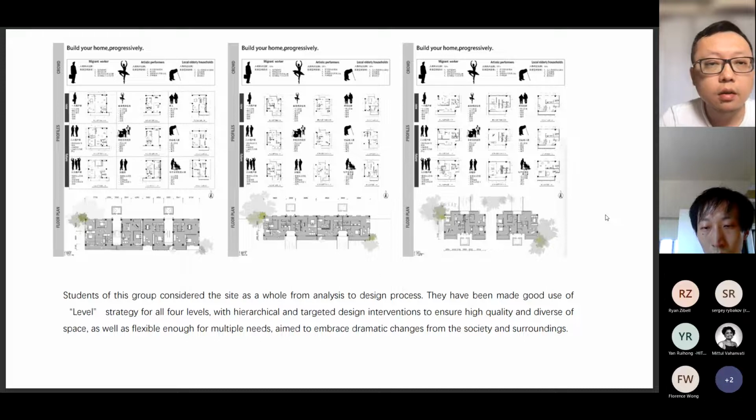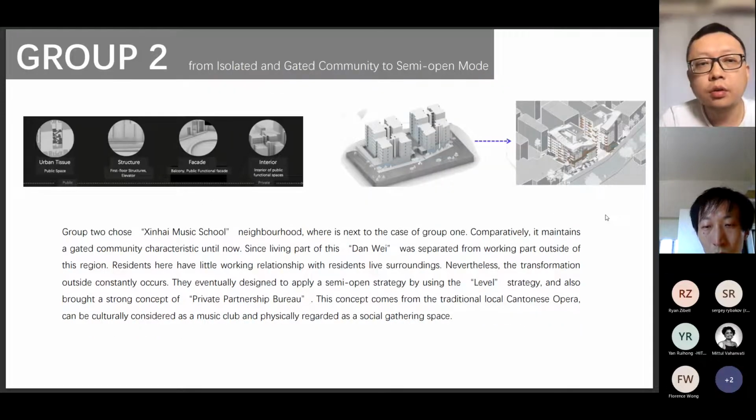Next slide, please. The group 2 students chose the Xinghai Music School neighborhoods. It is the site next to the case of group 1, but it has maintained the gated community characteristics until now, because the working area of this danwei is separate from its living unit. So the residents here have little working relationship with the residents' surroundings.